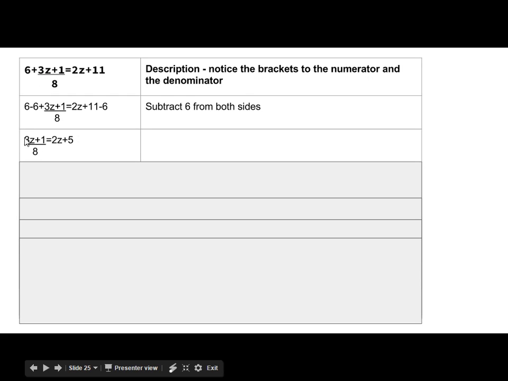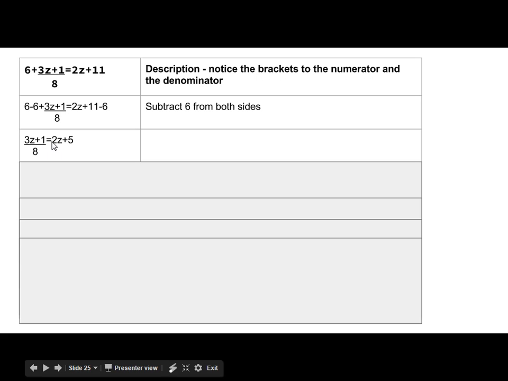What I want to do is subtract 6 from both sides, because based on SAMDEB, I have to do addition or subtraction before I get to my brackets. So in this case, I'm going to take away 6 from both sides. When I take away 6 from both sides, I'm left with 3z plus 1 all over 8, or divided by 8, which equals 2z plus 5.